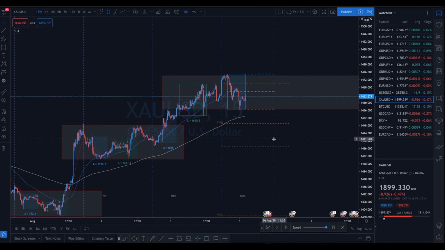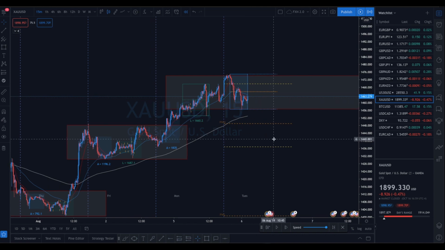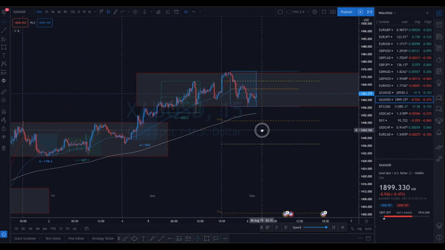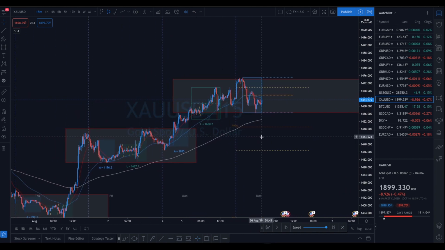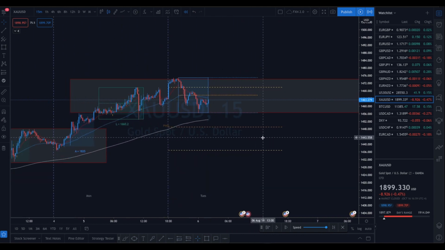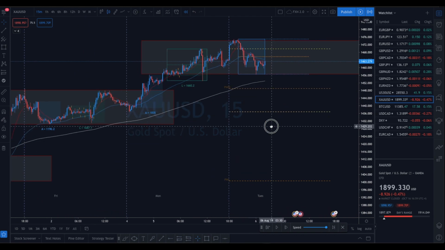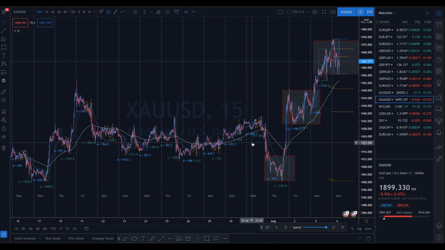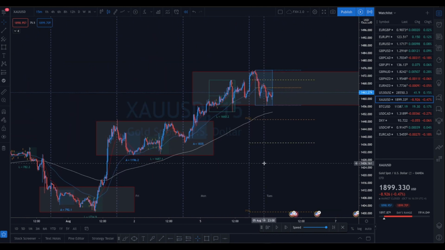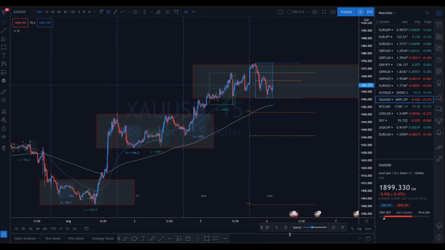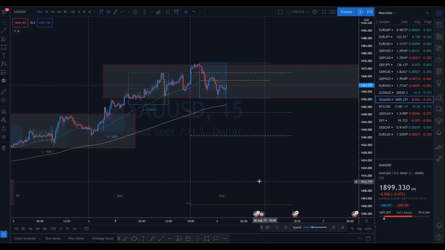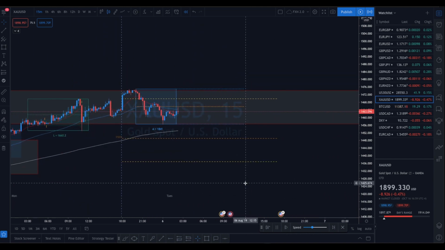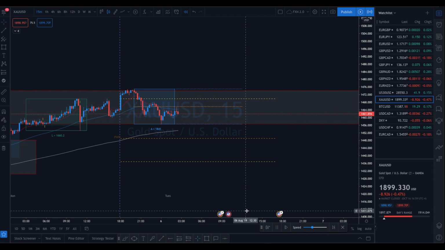So I'm very interested in buying. If there's an opportunity here to buy, then that's what I'll do. I wouldn't be interested in selling this particular pair at the moment. I'd be more interested in buying than selling because of that. So let's take a look and see how this plays out.